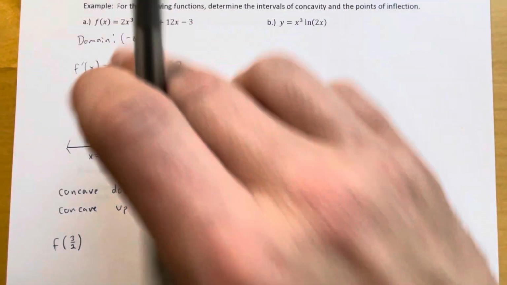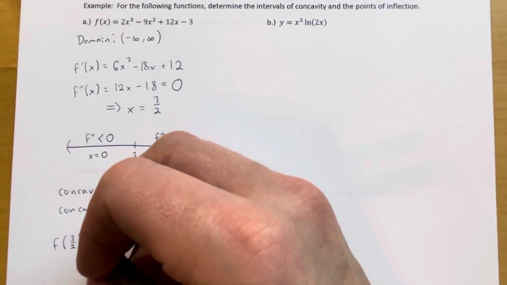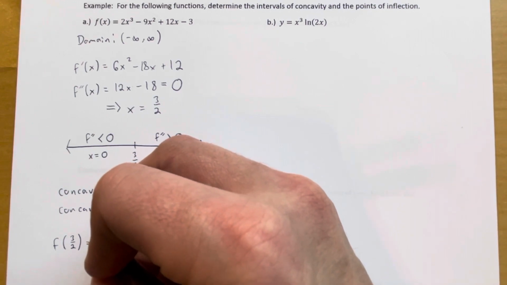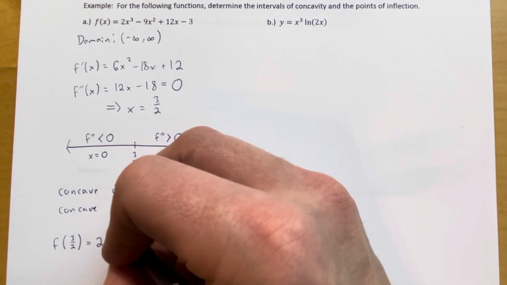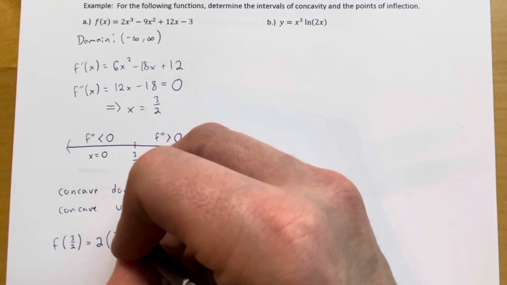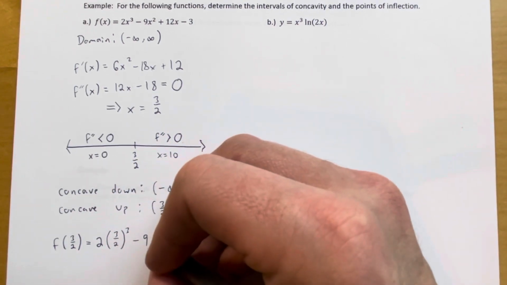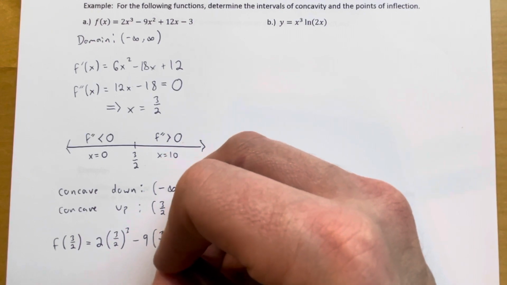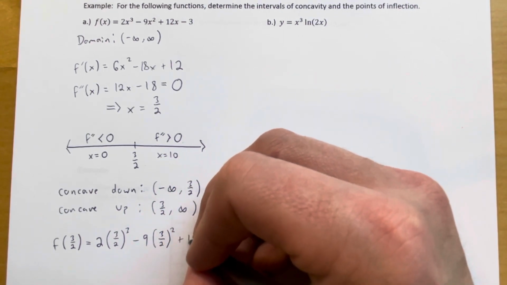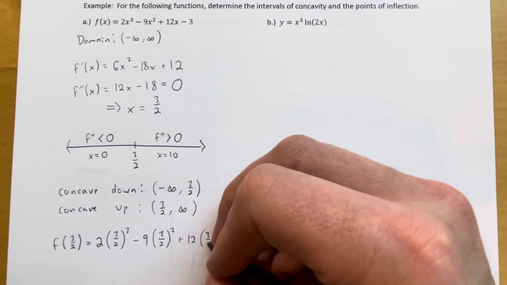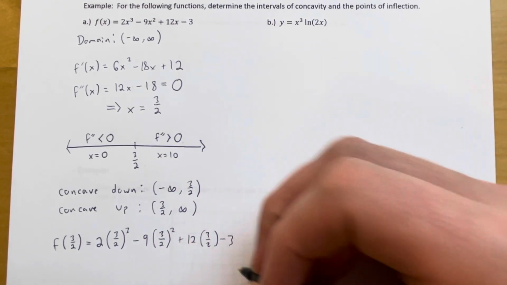That's going to give me my y coordinate. So again, here's f up here. I did not work this one out ahead of time. I kind of wish I did, but that's okay. We're going to work this out together. So this is going to be 3/2 cubed minus 9 times 3/2 squared plus 12 times 3/2 minus 3.